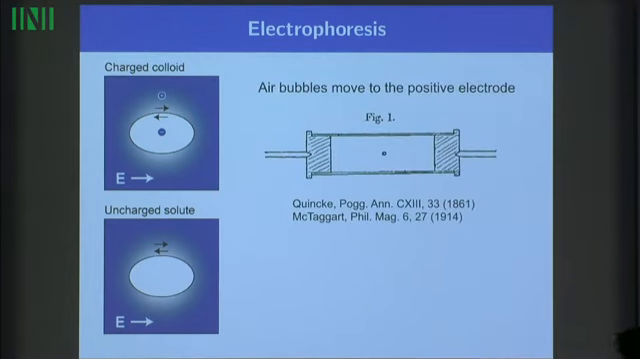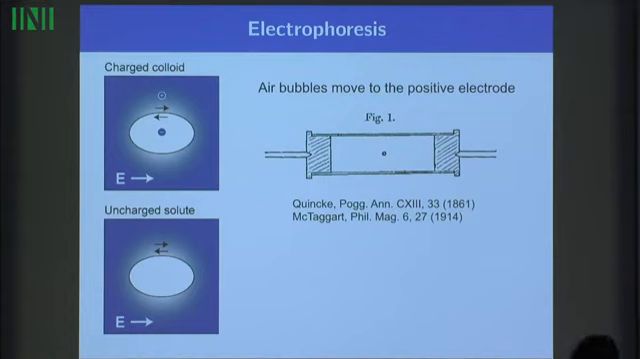It was first observed in 1861 by Quincke. So this is a glass cylinder. There's an air bubble inside here, and there are two electrodes. And you apply an electric field, and you see the air bubble actually moving. The image is actually from 1914, because in 1861 they were apparently not able or not willing to put pictures in papers. But it's clear. So this air bubble actually moves to the positive electrode, so it behaves as if it was negatively charged. And the question is, why does it behave like that?